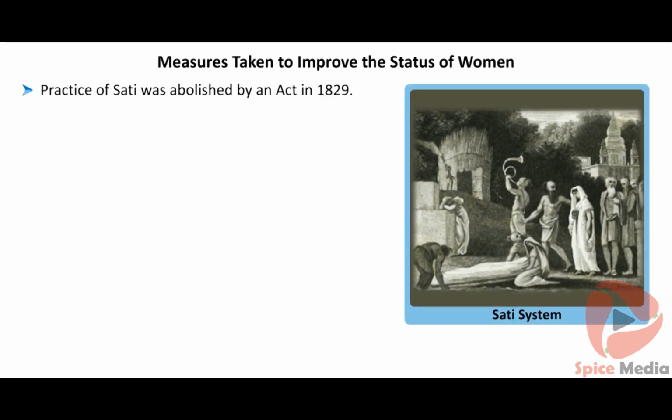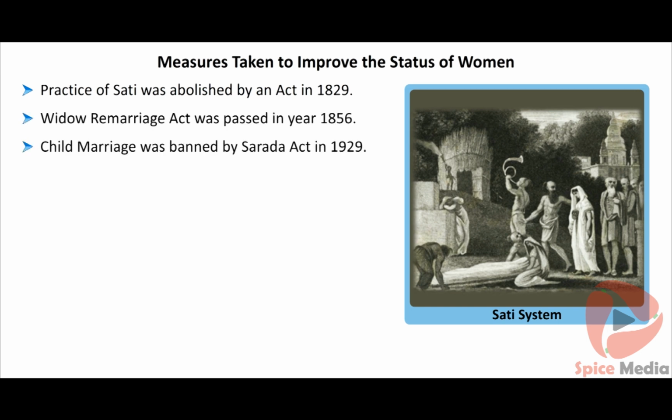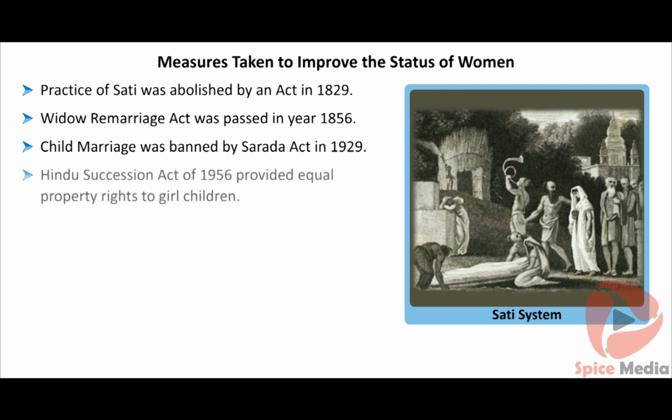The practice of sati was abolished by an act in 1829. The Widow Remarriage Act was passed in the year 1856. Child marriage was banned by the Sarada Act in 1929. This act was initiated by Dr. Muthulakshmi. The Hindu Succession Act of 1956 provided equal property rights to girl children.